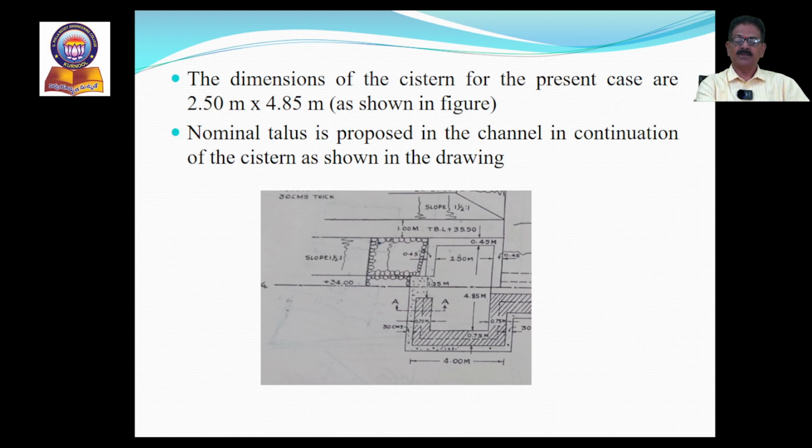So that's why we have to provide a 1.25 meter opening to the side wall of this cistern, whereas the dimensions of the cistern are 2.5 meters by 4.85 meters. I hope it is clear regarding the dimensions as well as the position of the cistern.